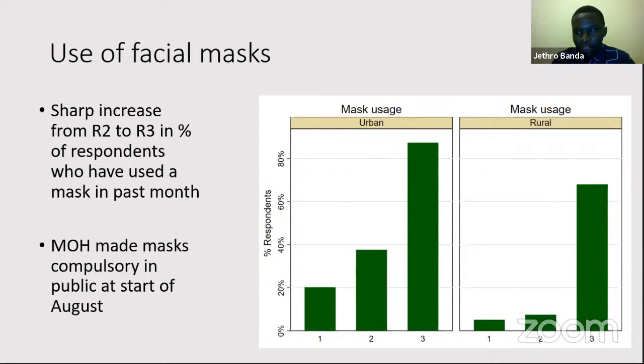But one thing that I should mention here is that before we started round three, the government had set in new rules on COVID-19 prevention, which also made wearing of masks in public compulsory, but also introduced a fine for those that were found in public without masks. Much as implementation on this one has not been strict, I would think that this might have in a way contributed towards the increase in reports of mask usage across both rural and urban participants.